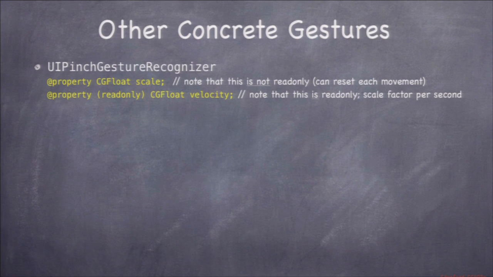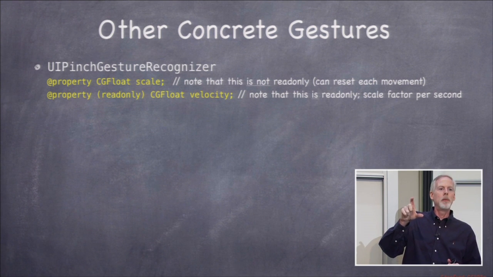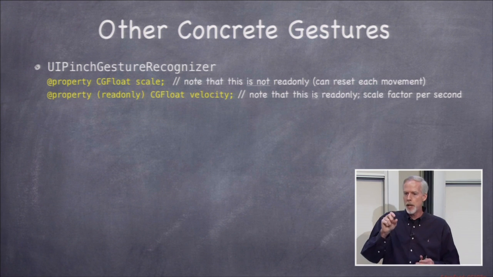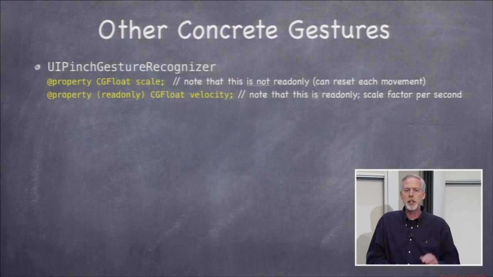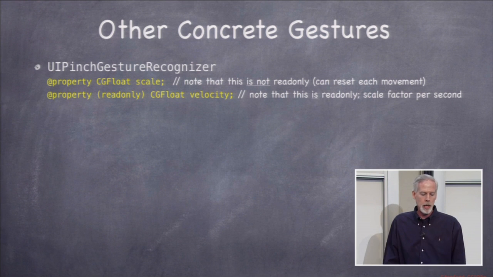Okay, so let's look at some of the other concrete recognizers. Pinch. Okay, pinch doesn't have translation, it has scale. So when the pinch first starts, the scale is 1.0. And as I go out, 1.1, 1.2, 1.5, 2.0, then back in, 1.5, 1.2, 1.0, 0.9, 0.8, 0.7, 0.6. Okay, that makes sense? So that's what's happening there. And then the velocity is how fast the scale factor is changing per second. So are you pinching really fast in, pinching fast out, et cetera. That gives you some indication of what the user wants. If they're pinching out really quickly, repeatedly, maybe they're trying to really zoom out fast. You could zoom out faster than usual or something.